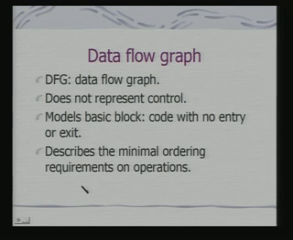So, what is a data flow graph? A data flow graph basically represents a sequence in which the data is processed by a code. It does not represent control, and it models the basic block, the code with no entry or exit, formally no entry or exit. There has to be, although, an entry point and an exit point. And through this you can describe the minimal ordering requirements on operations.